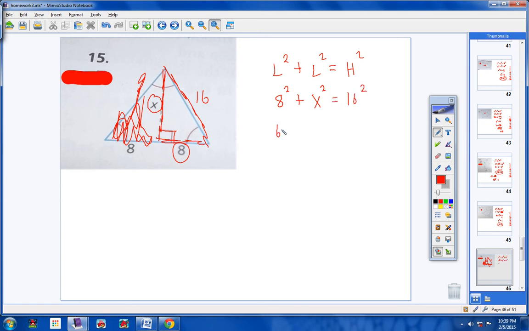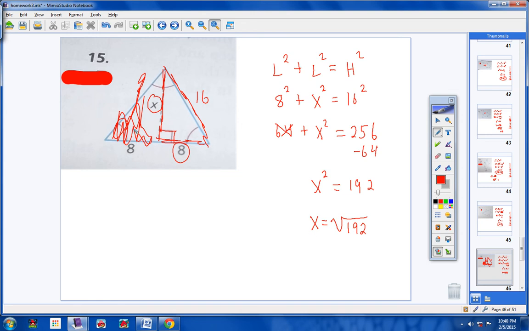8 times 8 is 64. X times x is x squared. 16 times 16 is, I think I know that, but I'm not for sure. I'm going to type it in. 256. Now bring the 64 over and make it a negative 64. And we're left with x squared equals 192. So take the square root of both sides. And x equals the square root of 192.